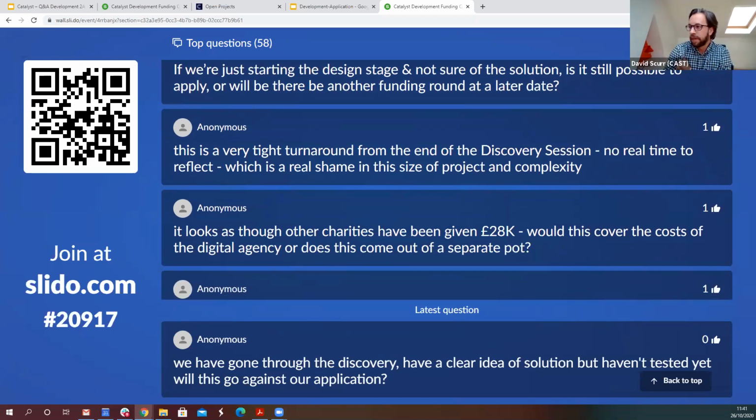This is a very tight turnaround from the end of the discovery session, no real time to reflect, which is a real shame in this size of project and complexity. So more of a reflection, and really useful reflection.